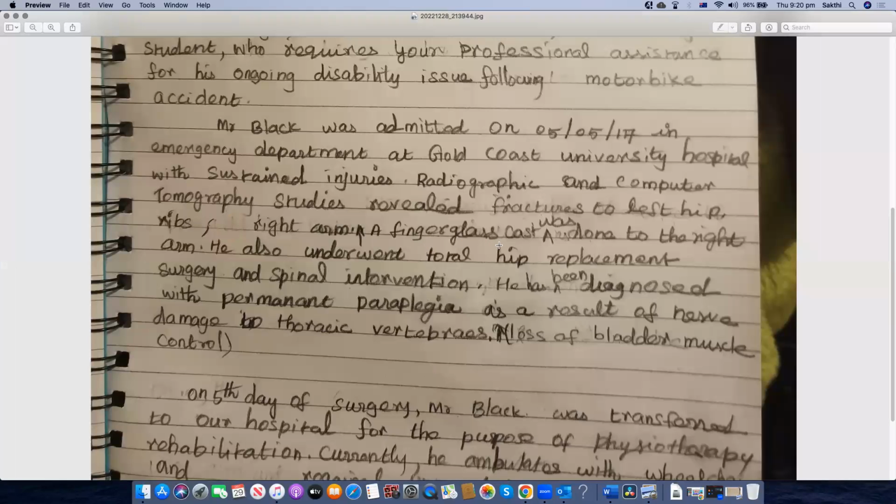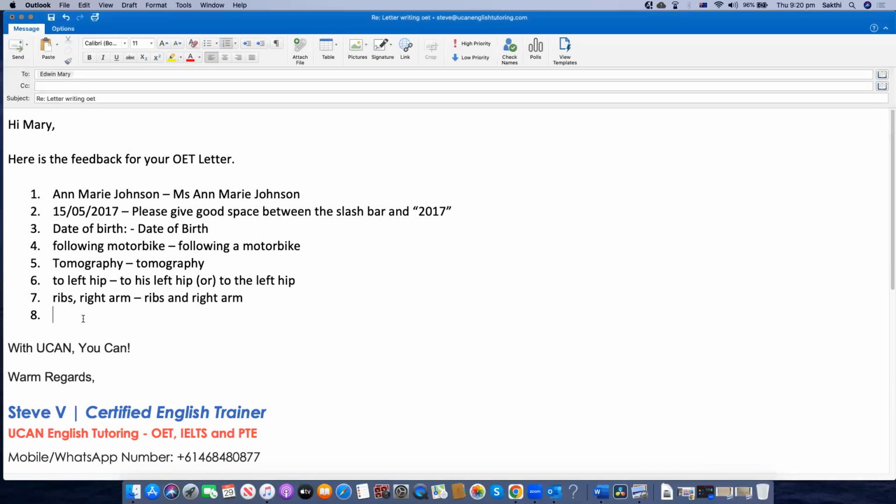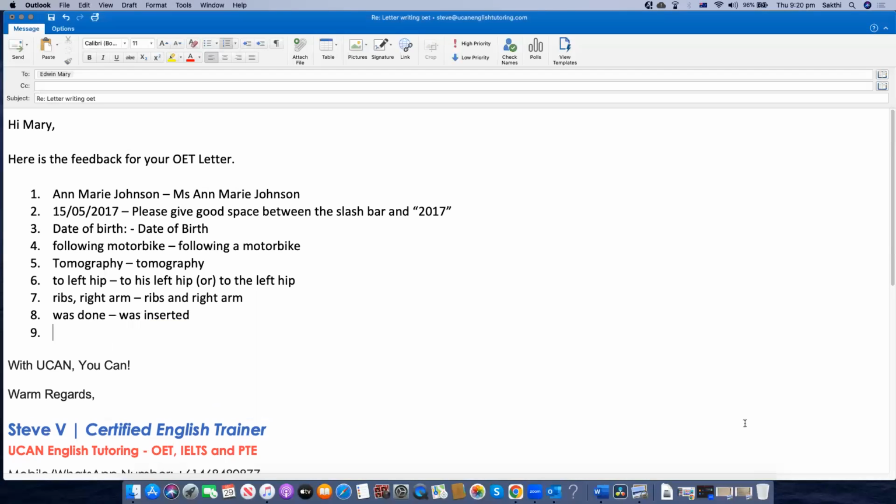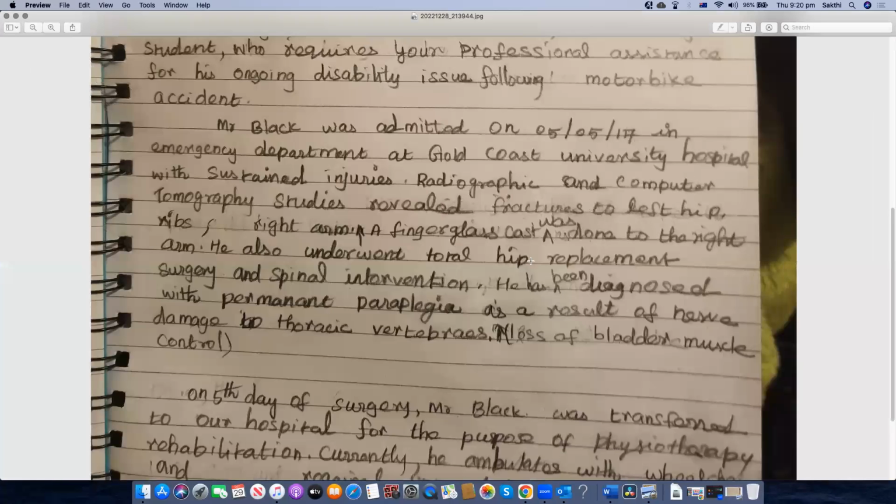"The fiberglass cast was done to the right arm." Okay, so instead of saying "was done", it's better to use "was connected" or "was performed" or "was installed to the right arm", or "was inserted", because this fiberglass cast is a kind of device. So you have to use "was inserted" or "was installed" or something similar instead of "was done". That's going to be more appropriate. All right, let's continue with the next one.